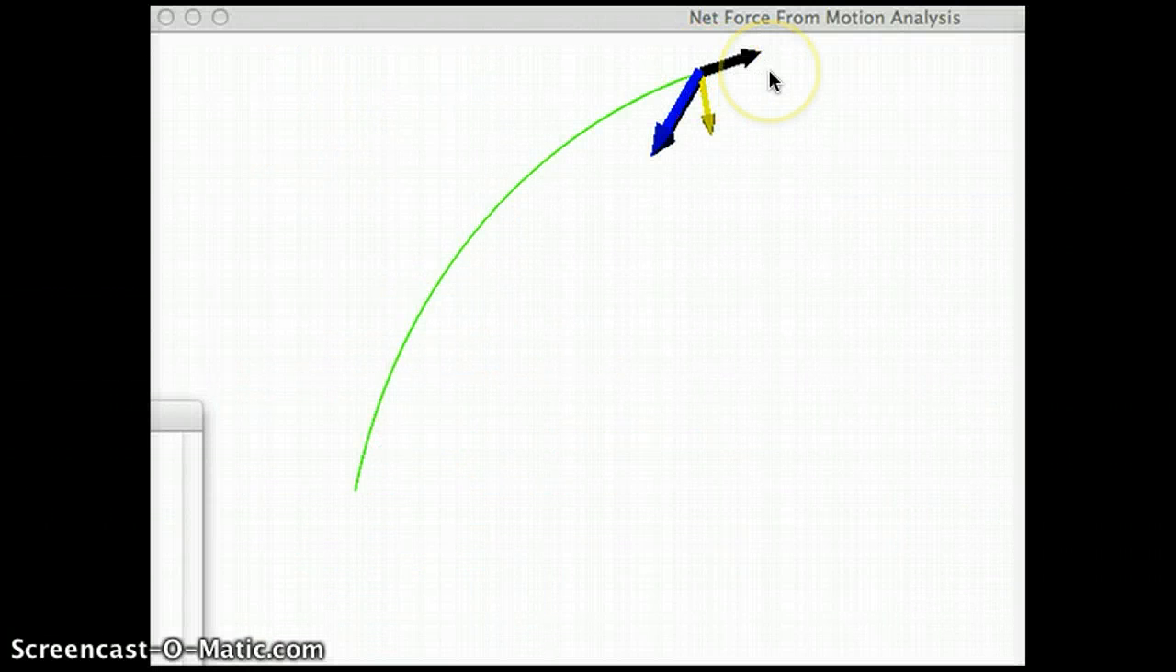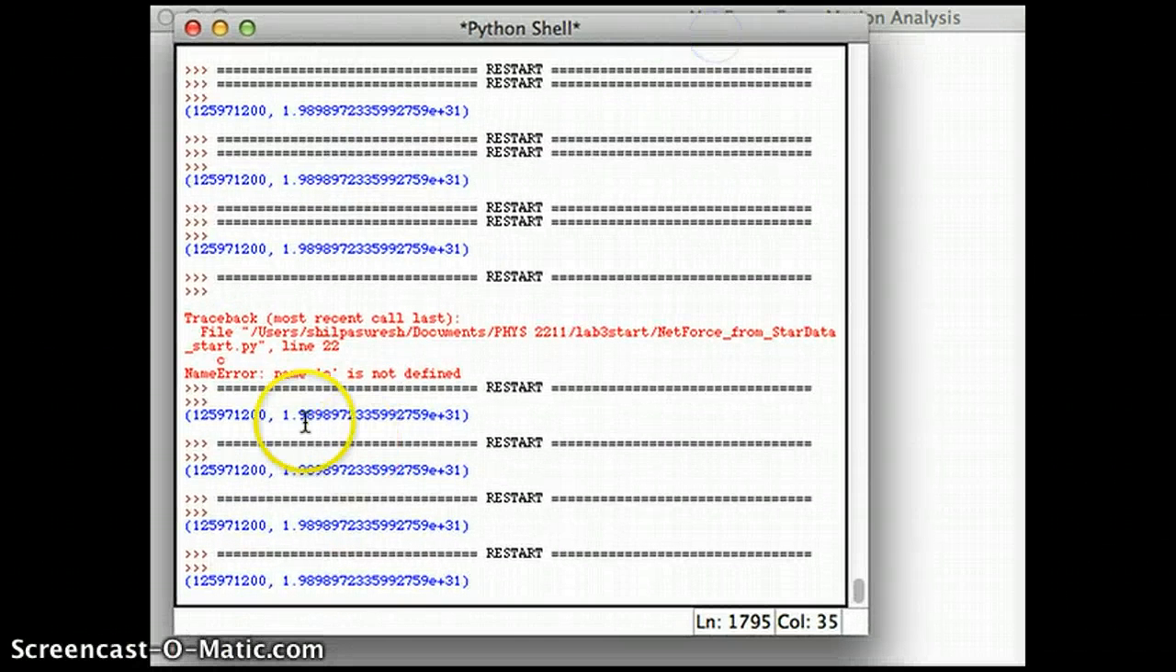Okay, so this is the result of the program after it's been run. The black arrow represents the net force in the parallel direction, the blue arrow represents the net force in the perpendicular direction, and the yellow arrow represents the resulting net force. And the mass, as we can note, is 1.989 times 10 to the 31st.